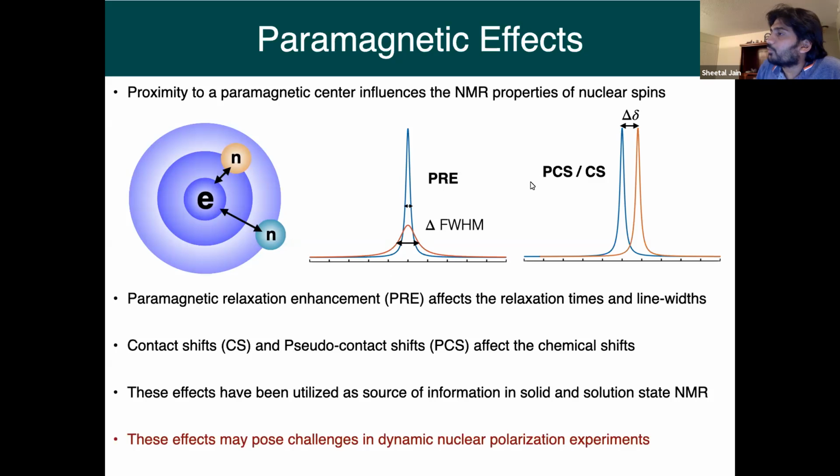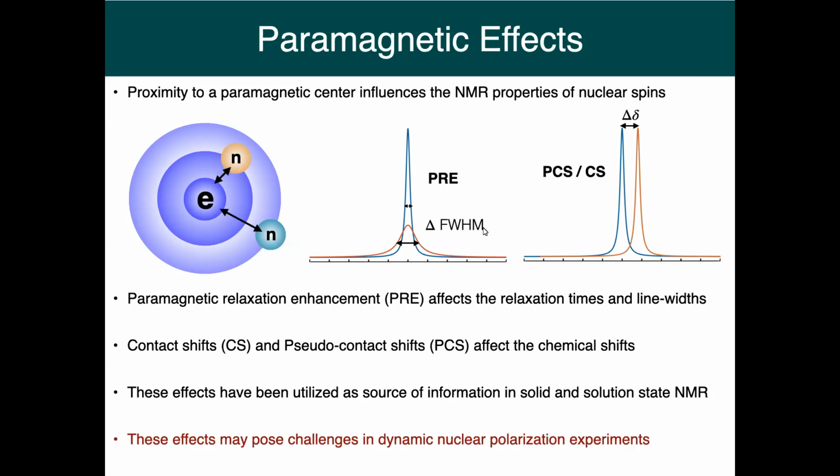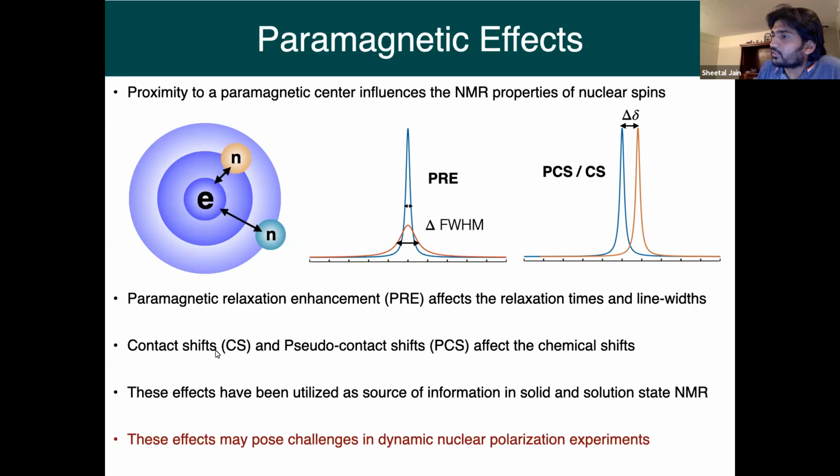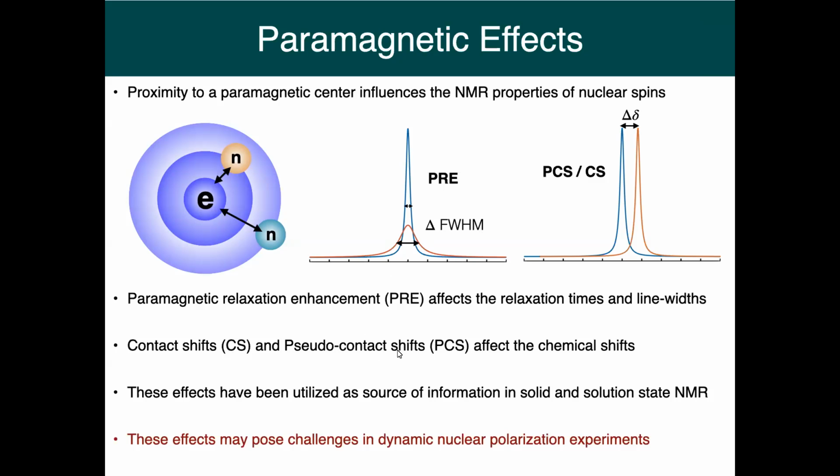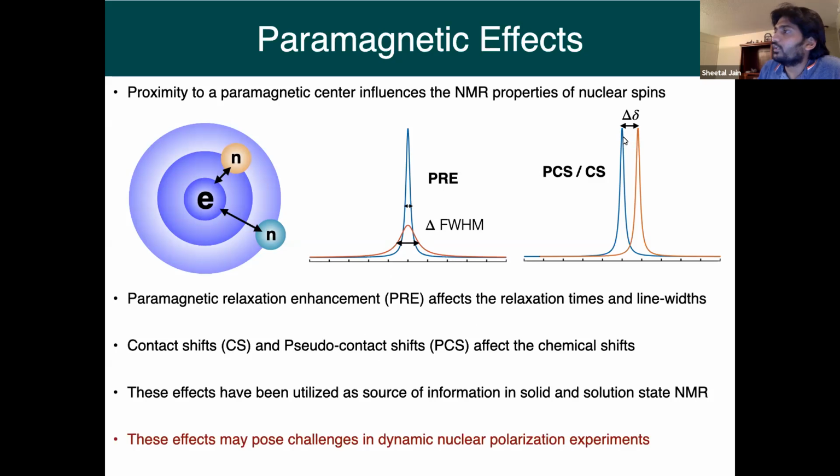Now, the second type of effect is on the chemical shifts of the nuclear spins, which can originate from either the isotropic part of the hyperfine coupling, the Fermi contact interaction, or the anisotropic part, which is standard dipolar coupling through space. The two types of effects are known as contact shift or pseudo contact shift. And in both cases, the peak position will be shifted from its isotropic chemical shift.